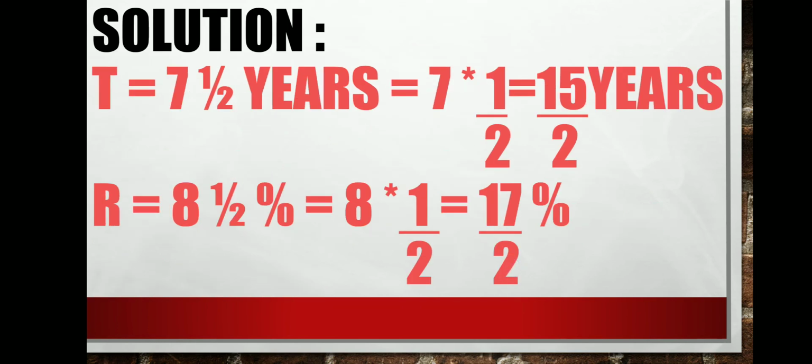Now let us begin. The solution is, first of all, we'll convert the mixed fraction into improper fraction. 7 whole 1 by 2 becomes 7 into 2 plus 1, that is 2 sevens are 14 plus 1, 15 by 2 years. And 8 whole and half percent rate becomes 8 into 2, 8 twos are 16 plus 1, 17 by 2 percent rate.